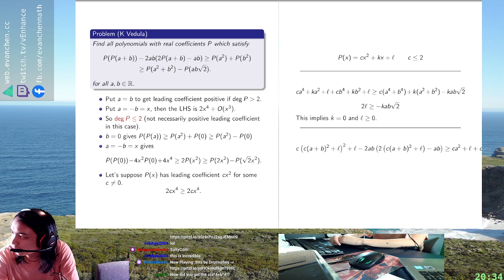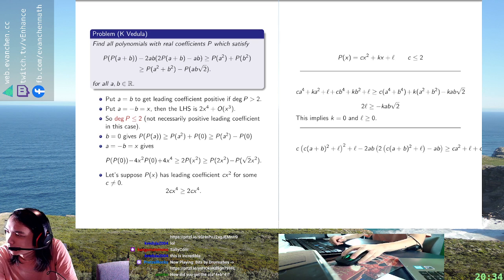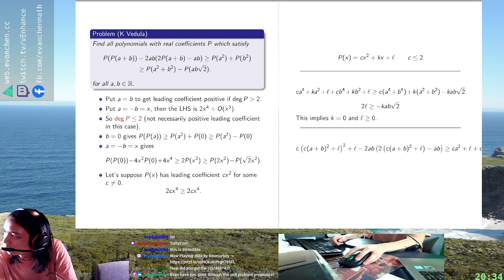How do you get the cA to the 4 plus B to the 4? Did I screw up? No, I think it's like c times A squared plus B squared all squared here, but then the 2AB gets cancelled out by the corresponding thing here. So there really should be a plus 2A squared B squared and then a minus cA squared B squared times 2.